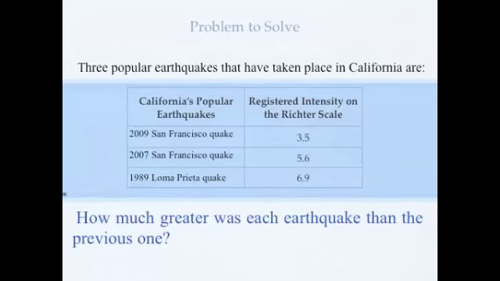In this video, we will be looking at 3 earthquakes that occurred in California in the past 25 years. These 3 earthquakes will be the 2007 San Francisco quake with a magnitude of 5.6, the 2009 San Francisco quake with a magnitude of 3.5, and the famous Loma Prieta quake with a magnitude of 6.9. We will be answering the question, how much greater was each earthquake than the previous one?